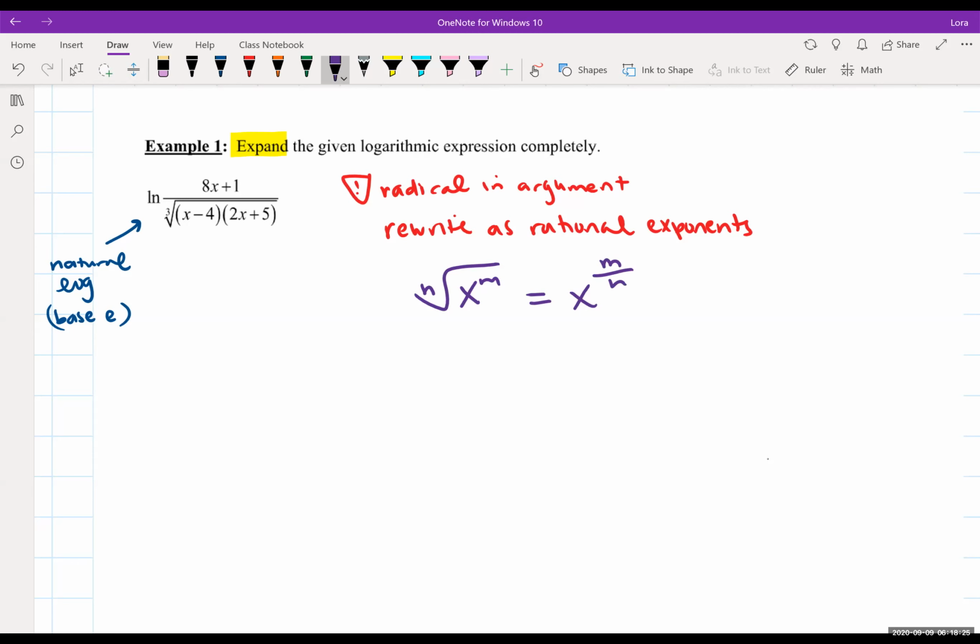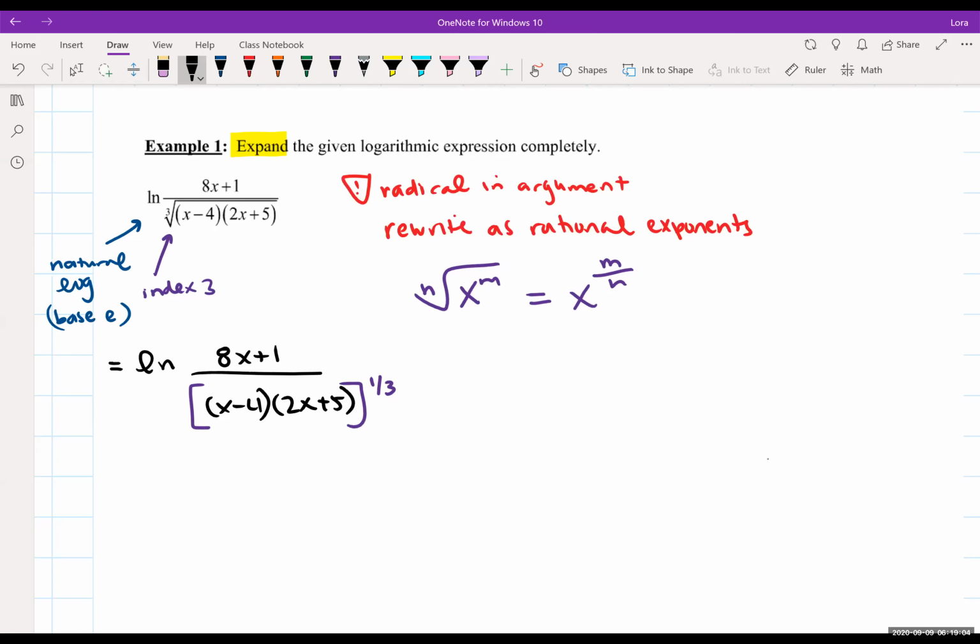So right away, when I see this radical with index 3, I'm going to rewrite it as natural log. The numerator is still 8x plus 1, but instead of the cube root, I'm going to rewrite it so that the entire expression is taken to a power of 1/3. So I'm going to have x minus 4, that's multiplied with 2x plus 5.